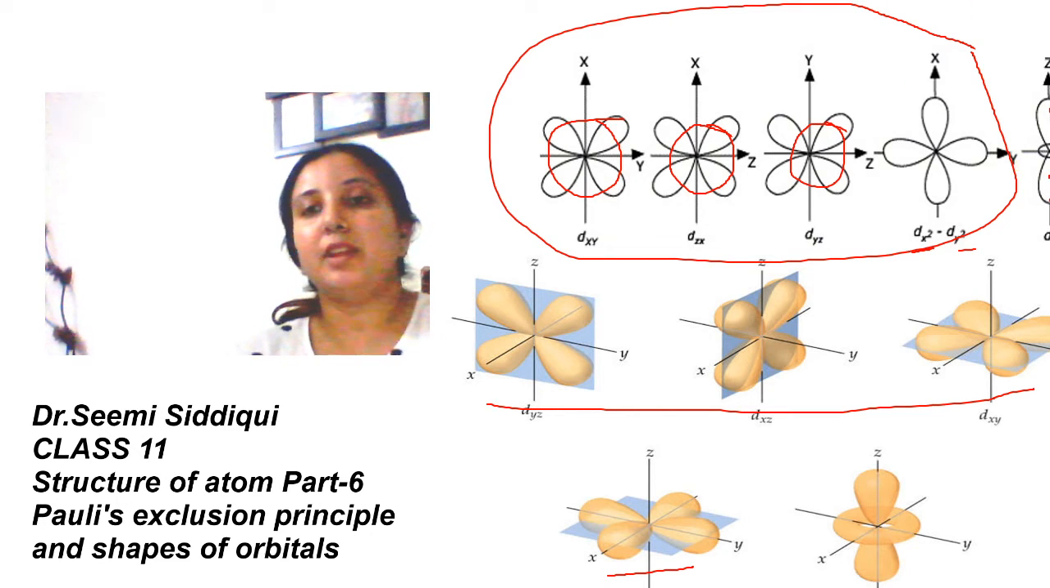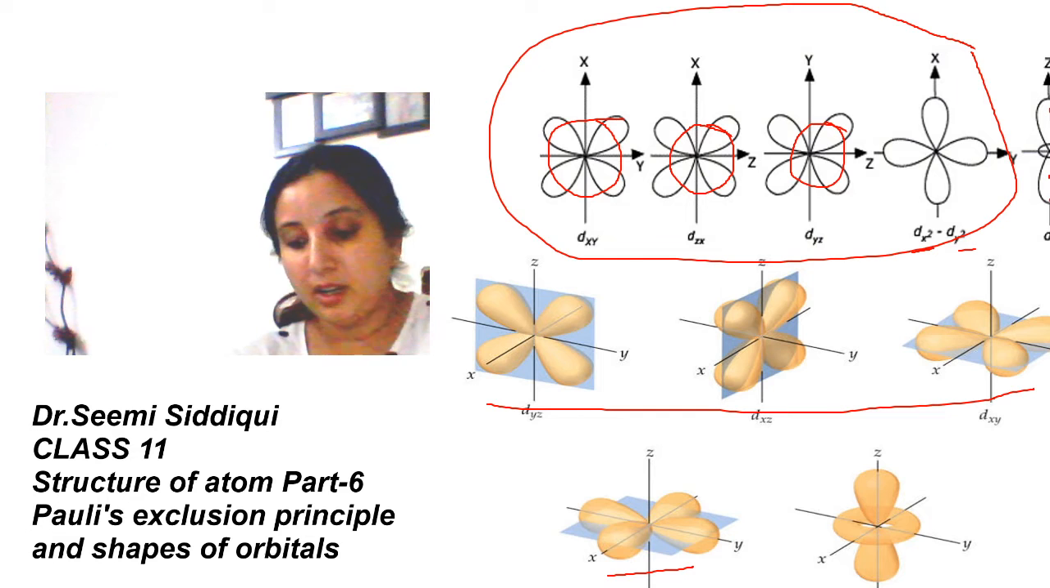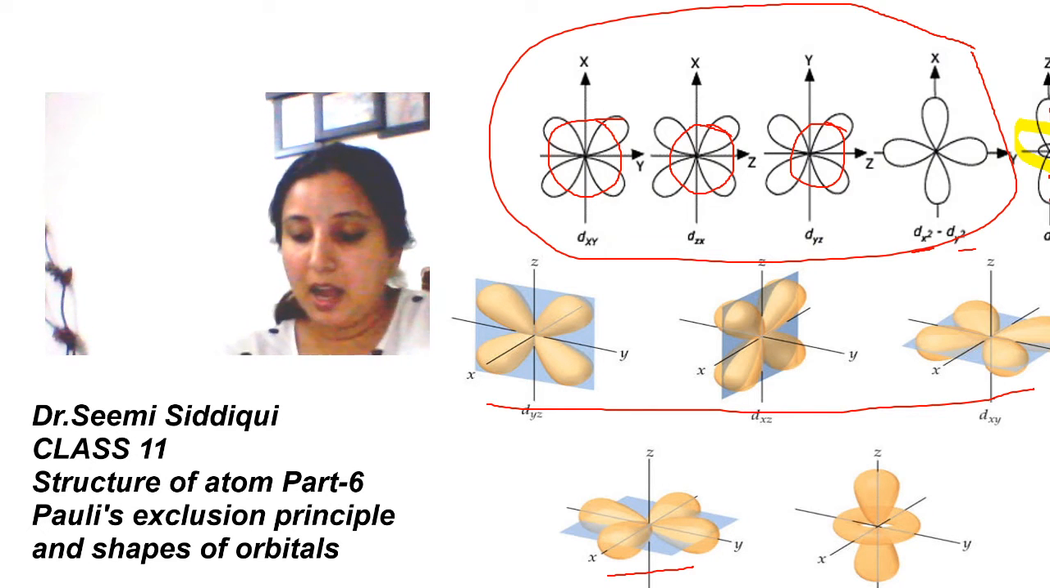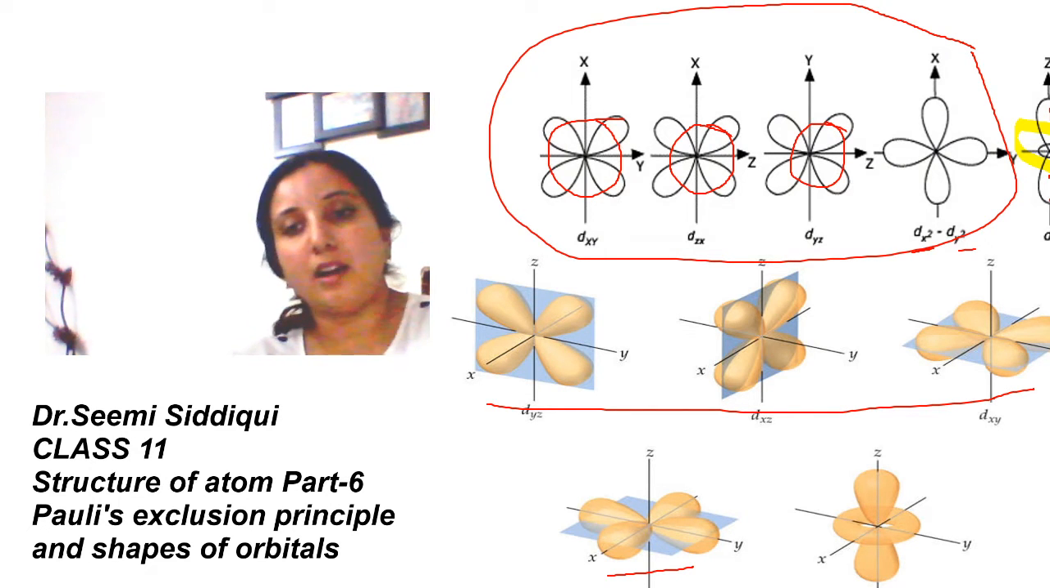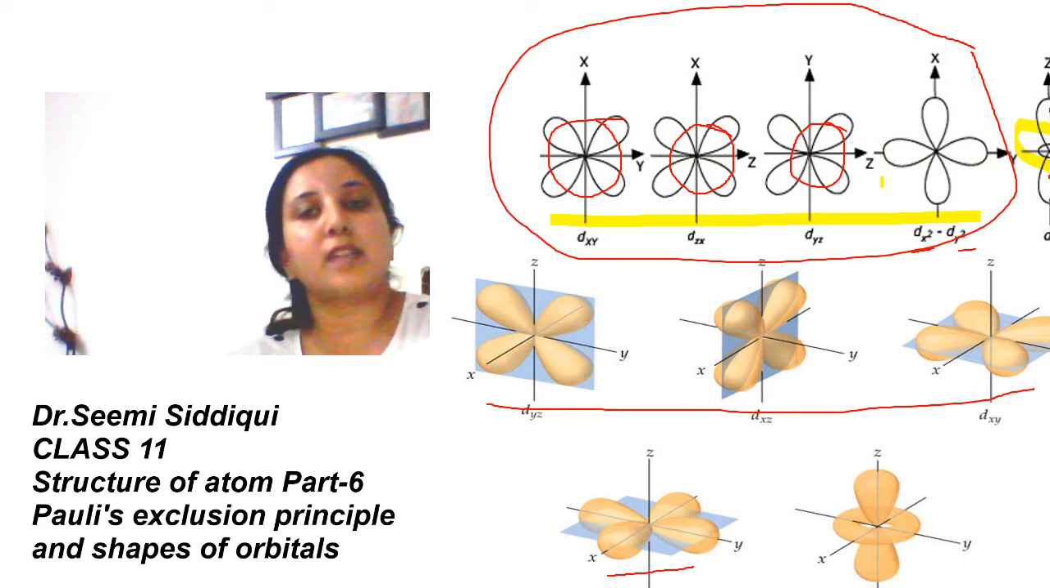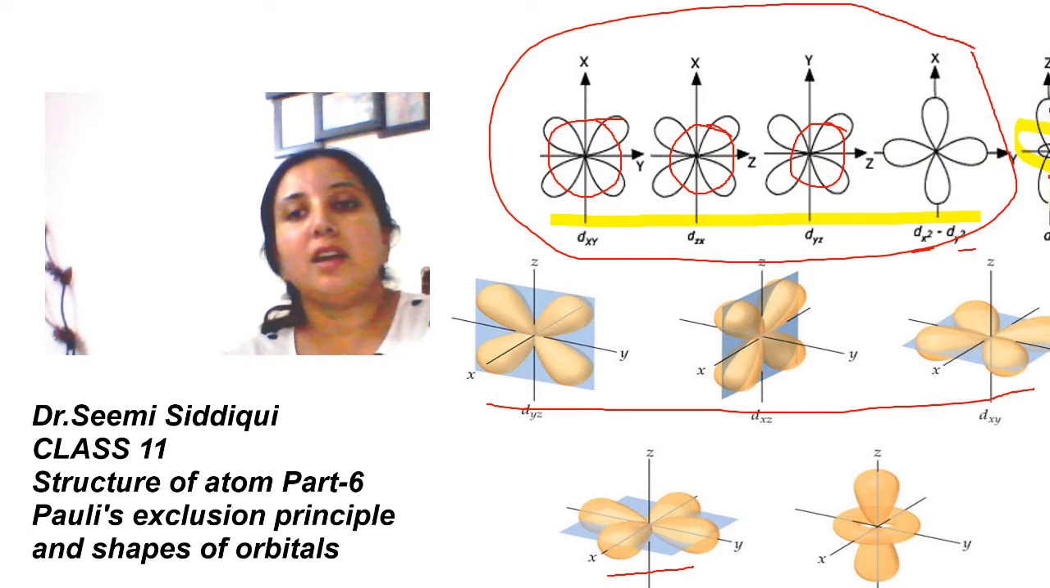But when we take the example of the z square, in this case, this ring, this circle area, has high electron density in the xy plane. Another thing: the shape of all these four is the same, and this shape we call a double dumbbell or a soother shape.